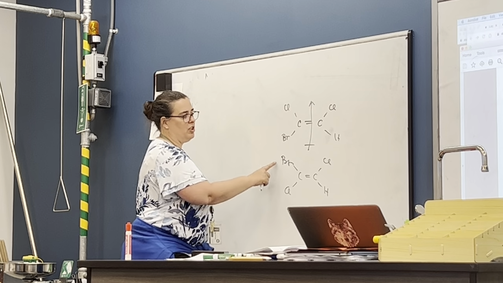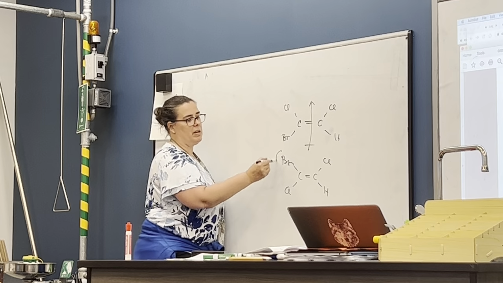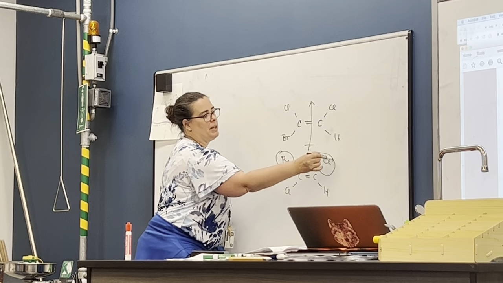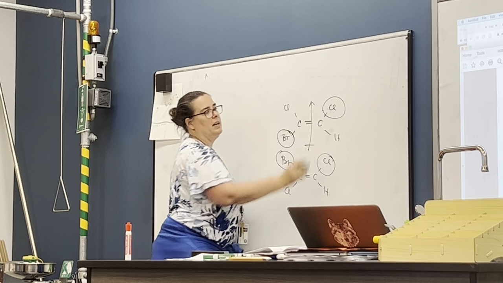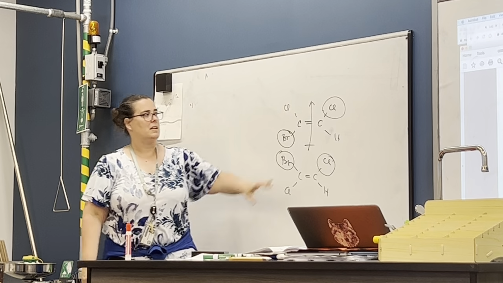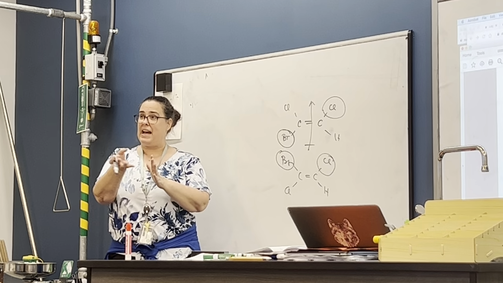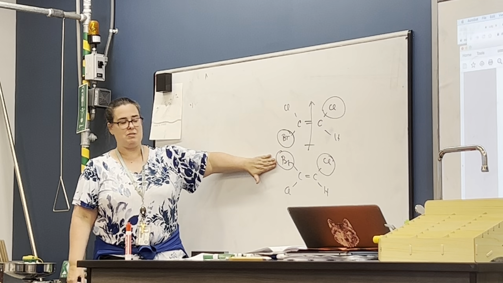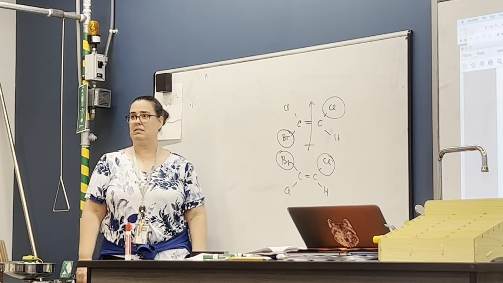So E and Z is going to look at the biggest atomic number attached to the carbon. So here it's bromine, atomic number is 35. Here it's chlorine, atomic number is 17. Here it's bromine, 35. Here it's chlorine, 17. So again, I'm comparing these two, circling the biggest, and I'm comparing these two, circling the biggest. If they match, I look at the things attached to it. Here they're on the same side is Zusammen, or Z, opposite side is Entgegen, or E.